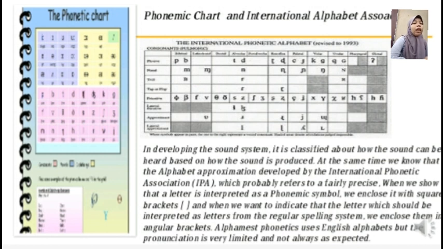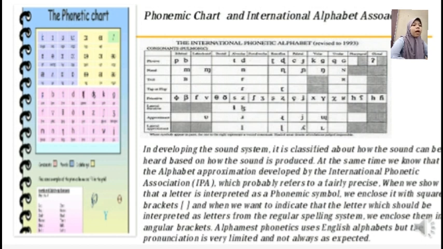Next, the phonetic chart and the International Phonetic Alphabet, which we can call IPA. This is an example of a phonetic chart. You can see this is a consonant, this is a vowel, and this is a diphthong. And this is an example of the alphabet. Bilabial: p, b. The lips are the mid lip. And the sound system is classified by how the sound is produced.